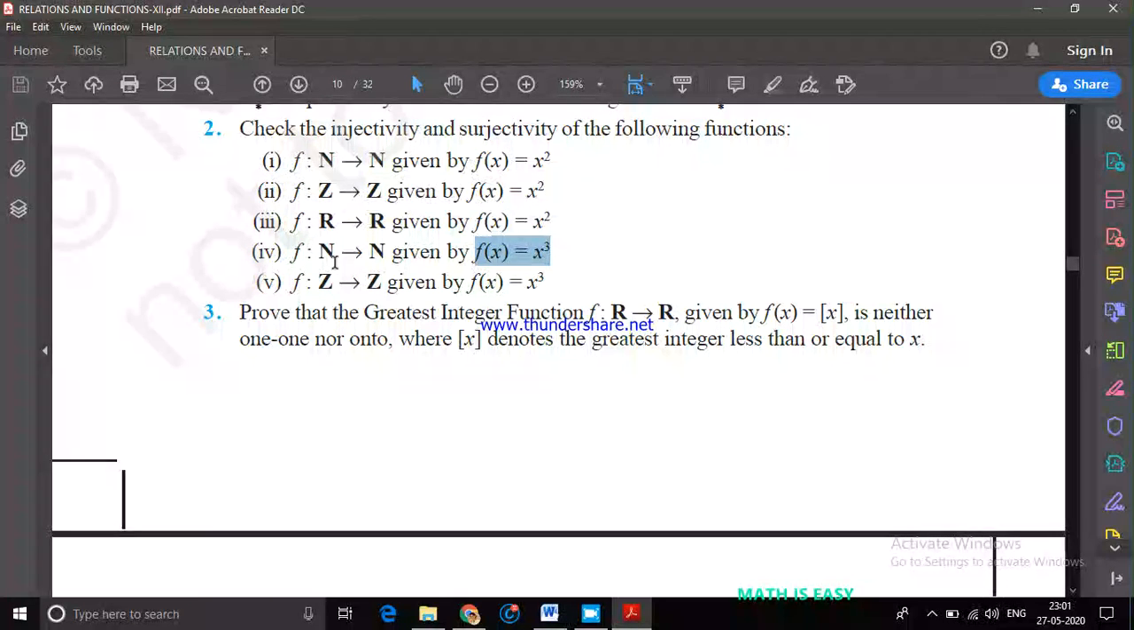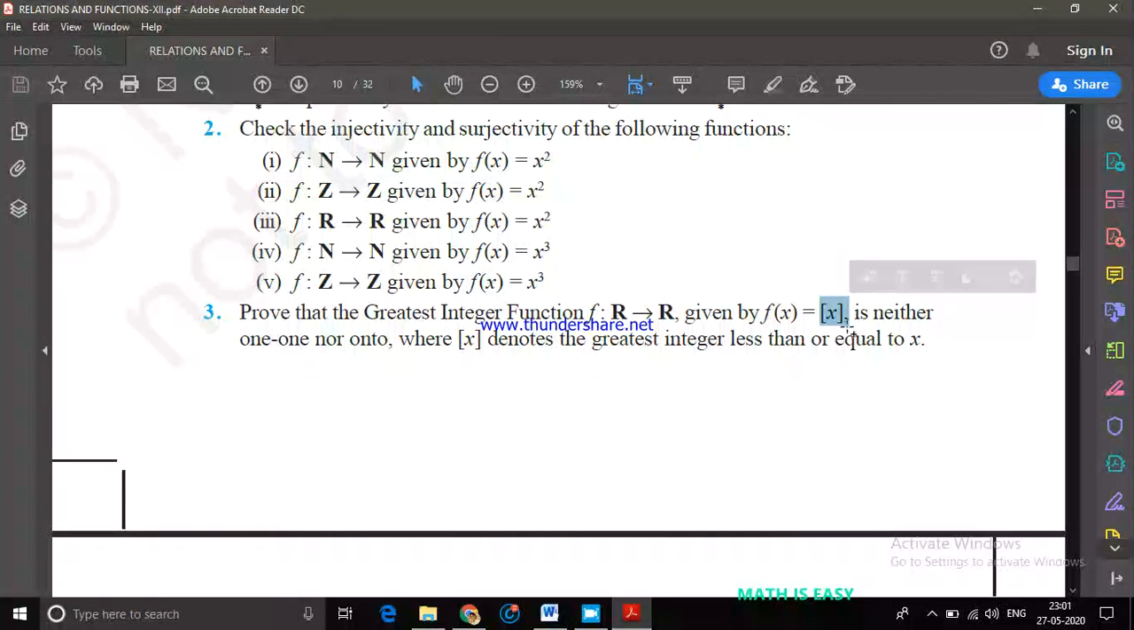Every element of the first set must have an image, but it cannot be an onto function because 1 cube is 1, 2 cube is 8. So 1 is mapping with 1 and then 2 is mapping with 8. Between 1 and 8 in the second set, there are 6 numbers missing. Those have no image because 2 cannot be the cube of any number. 4 cannot be the cube of any natural number. 5 cannot be the cube of any natural number. So they are never mapped. That's why it cannot be an onto function.